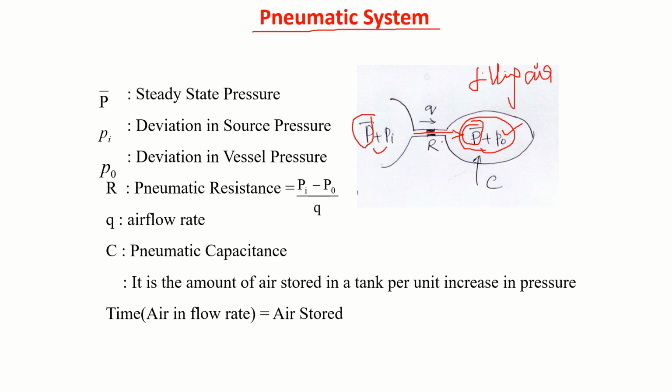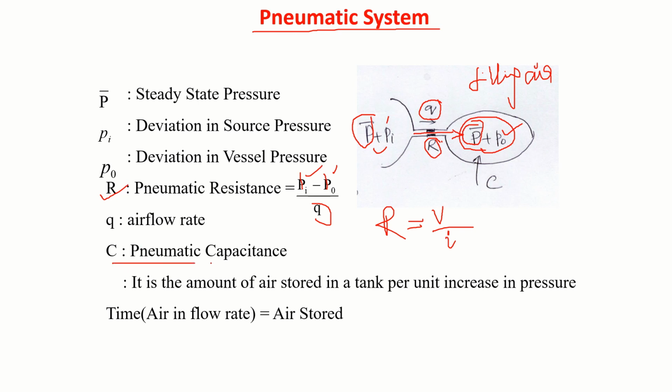Now we can define Q as the airflow rate, and R is the pneumatic resistance. The potential is Pi minus P naught, if you want to write this as small Pi, small P naught, by flow rate Q. It is something like electrical resistance, which is V by I, where V is the potential difference and I is the current. The same way, the potential difference is Pi minus P naught, and the current in this case is the flow rate. So you will get the pneumatic resistance R.